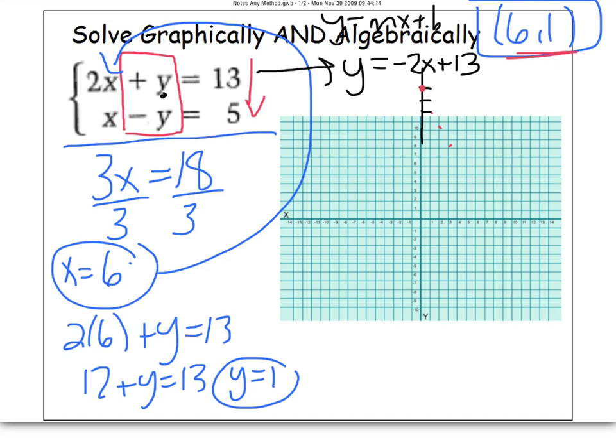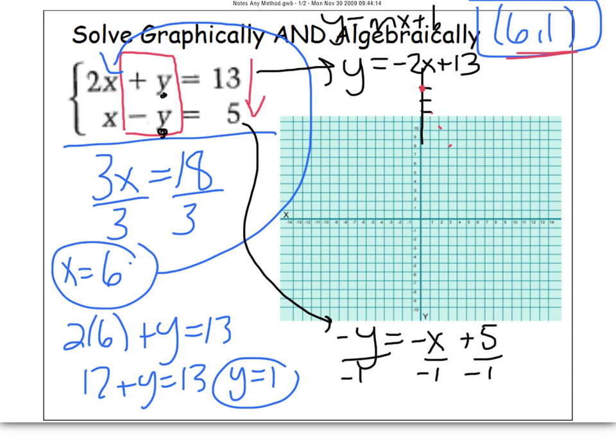So let's do the second equation here. I'm going to bring it down. To solve for y on this, I'm going to move the x first. So I'm going to subtract x. So we have negative y equals, if I subtract x, it's negative x, then plus 5. I have to get rid of the negative 1 here, so I'm going to divide everything by negative 1, and I get the equation y equals x minus 5.